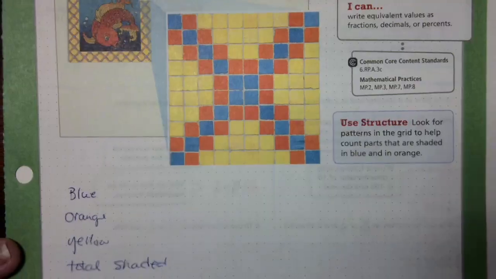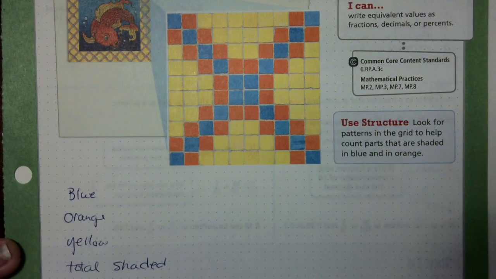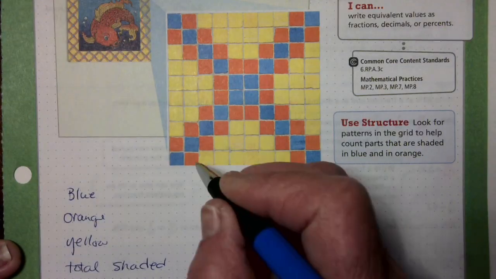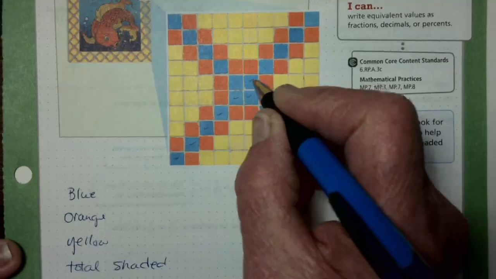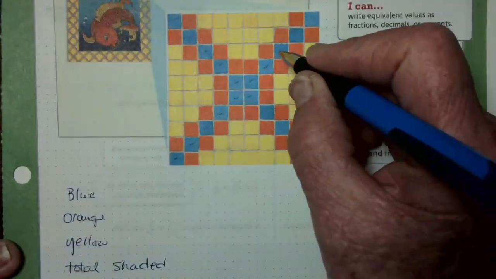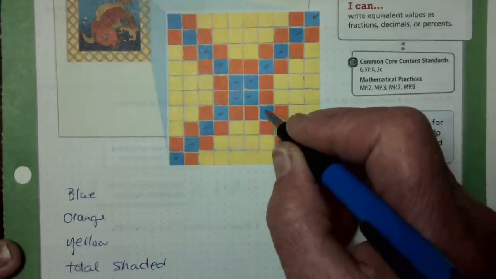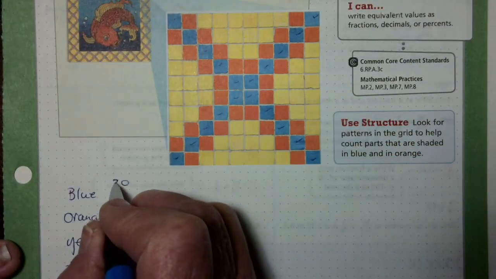Okay, so I'm going to go count the blue. And I'm going to mark them off with a little check mark as I count them. There's 1, 2, 3, 4, 5, 6, 7, 8, 9, 10, 11, 12, 13, 14, 15, 16, 17, 18, 19, 20. So there was 20 of these.